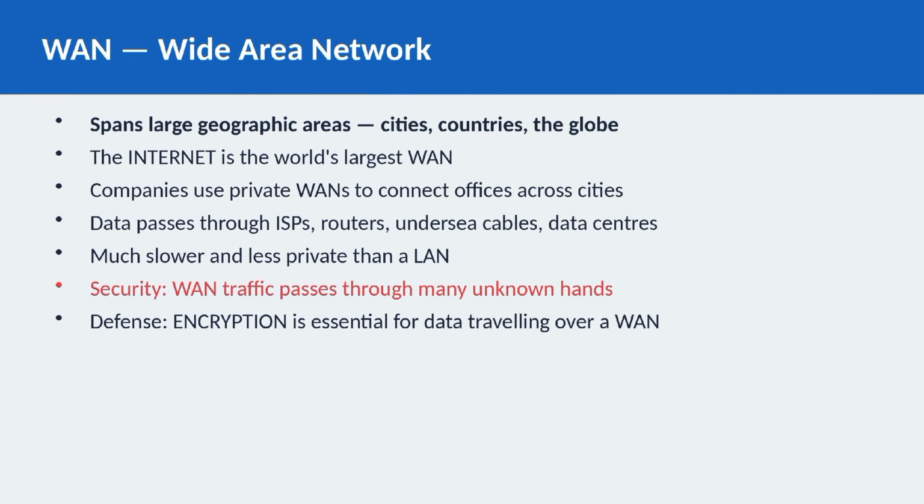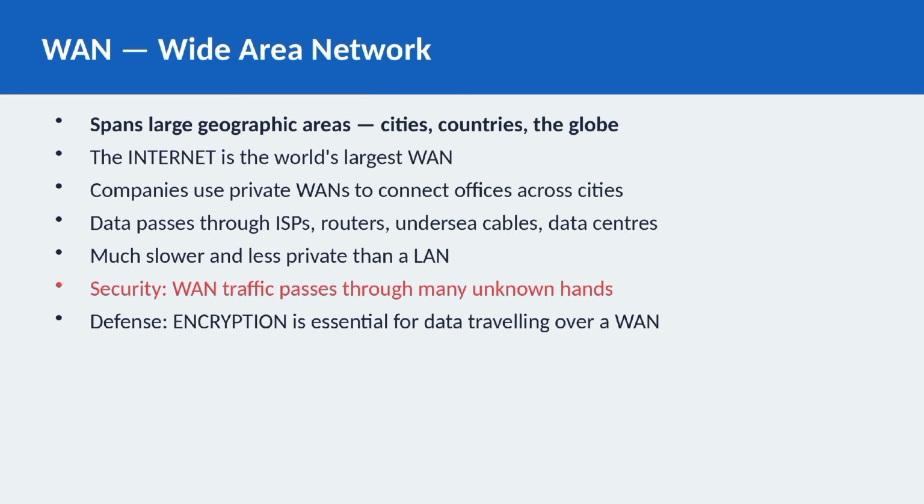WAN, Wide Area Network. A WAN is a network that spans a large geographic area. The internet itself is the biggest WAN in the world. It connects billions of devices across every continent. Companies also have private WANs. For example, a bank with branches in 50 cities might connect all those offices together through a private WAN, so employees in different cities can share files and access the same systems.